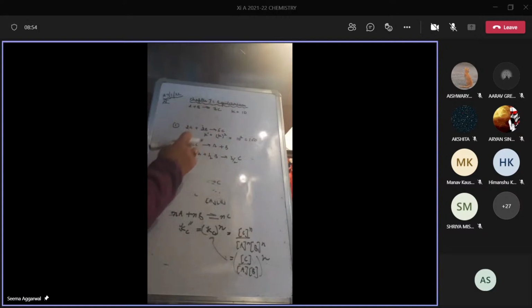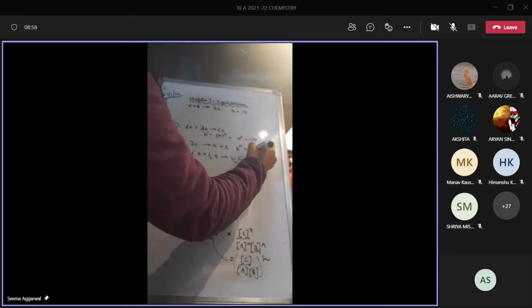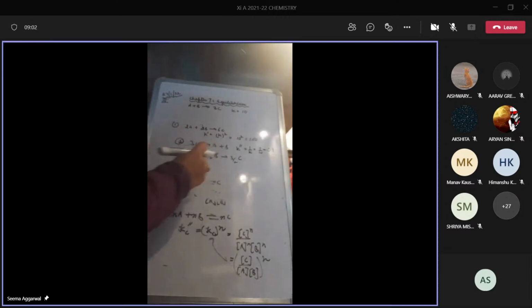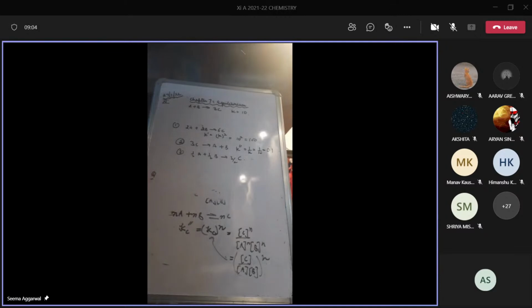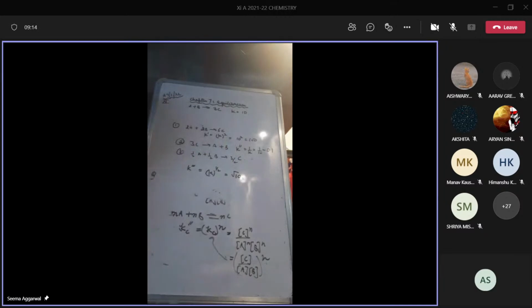Second part, we are simply reversing it. So if I am taking k double dash is equal to 1 by k, it means 1 by 10, or 10 to the power minus 1, that is 0.1. Now in the third part we are dividing it by half. So k triple dash is equal to k to the power 1 by 2. So that means square root of 10. Is it okay?